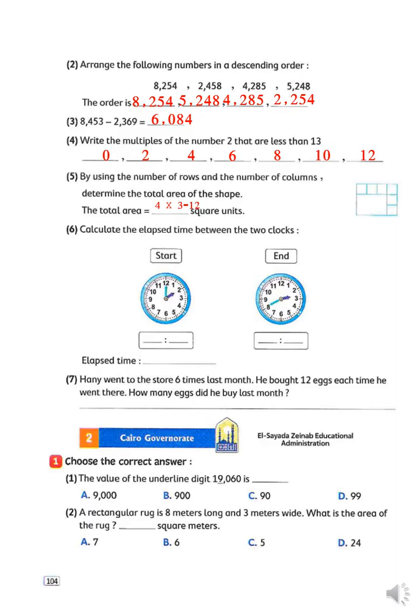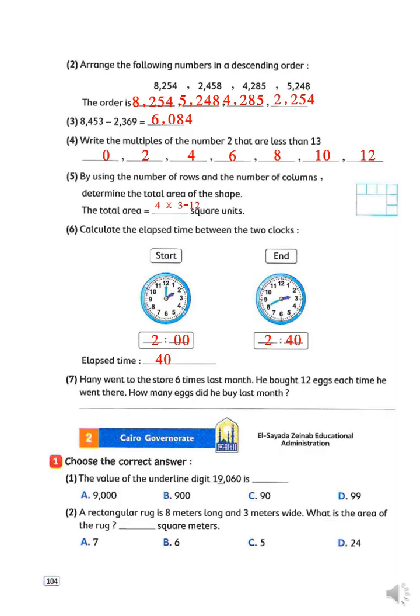Calculate the elapsed time between the two clocks. The short hand here points to 2 and the long hand points to 12, so it's 2 o'clock. The short hand is between 2 and 3 and the long hand points to 8, so the time is 2:40. Elapsed time is 40 minutes.